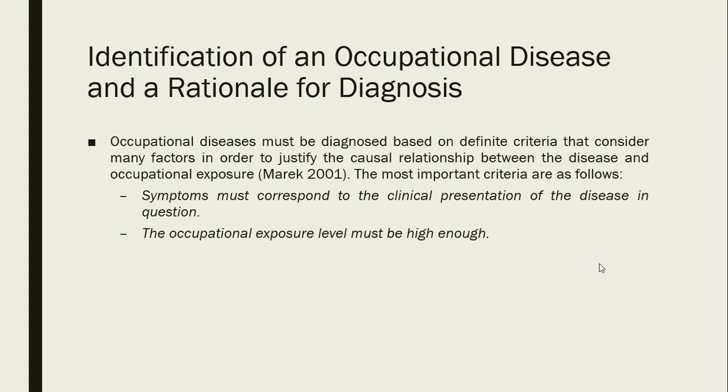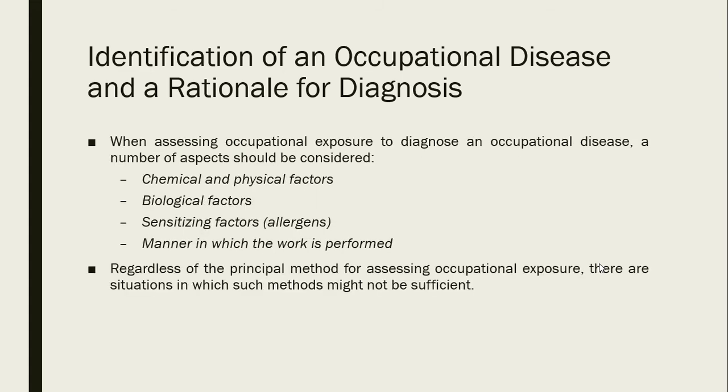Symptoms must correspond to the clinical presentation of the disease in question, and the occupational exposure level must be high enough. When assessing occupational exposure to diagnose an occupational disease, a number of aspects should be considered. First are the chemical and physical factors, the biological factors, the sensitizing factors or allergens, and the manner in which the work is performed. Regardless of the principal method for assessing occupational exposure, there are situations in which such methods might not be sufficient.